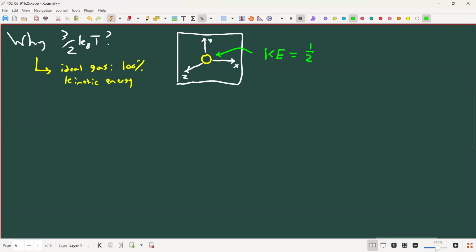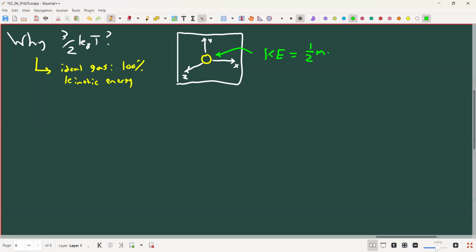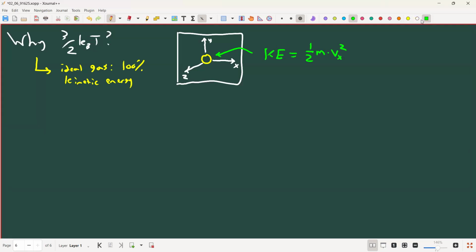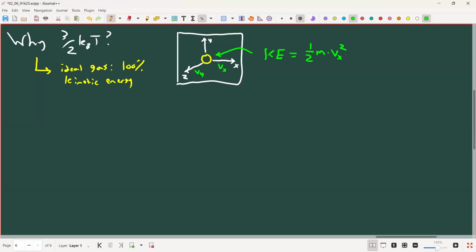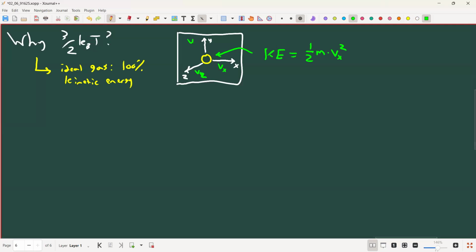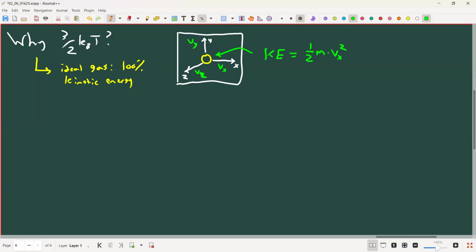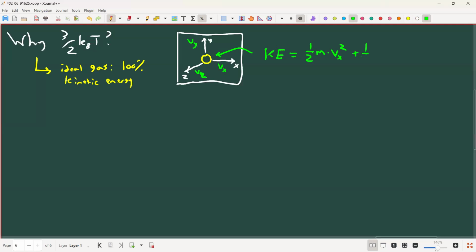is equal to 1/2 m times the velocity along the x direction squared. Now I'll write the velocity. So this is the velocity x, the velocity y, and the velocity z. So it's moving in some direction. Plus the energy of it moving in the y direction, plus the energy of it moving in the z direction.